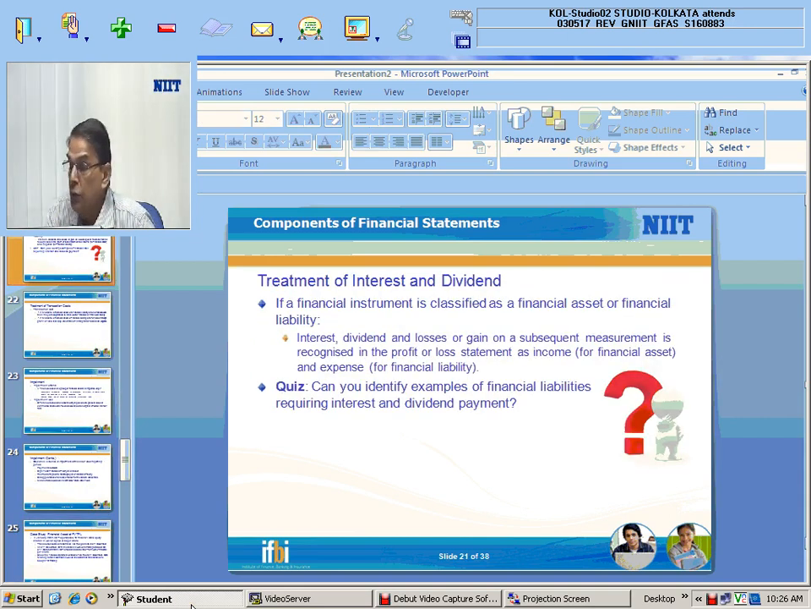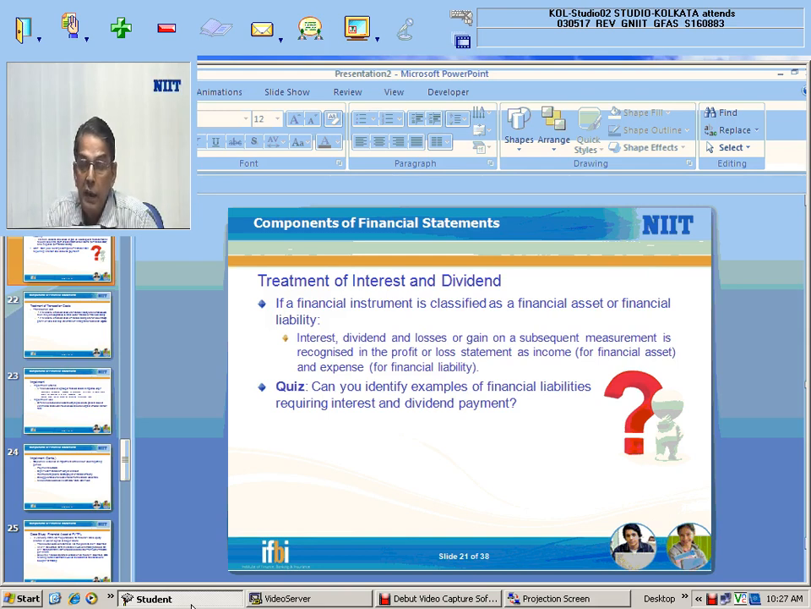Now, treatment of interest and dividend, how it is treated in the books of accounts. Accounting treatment for interest and dividend. If a financial instrument is classified as a financial asset or financial liability, interest, dividend and losses or gains on a subsequent measurement is recognized in the profit and loss statement as income for financial asset and expenses for financial liability.